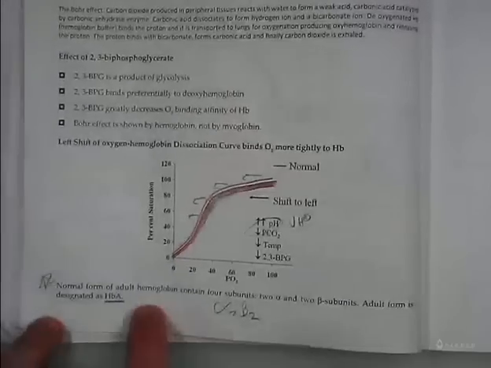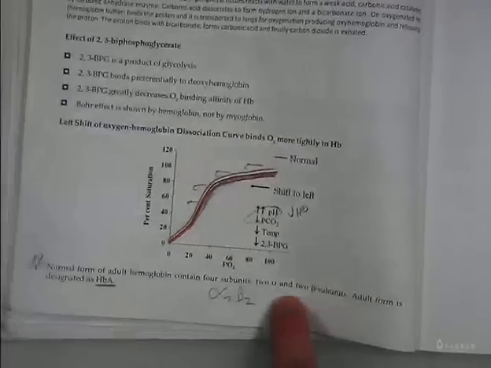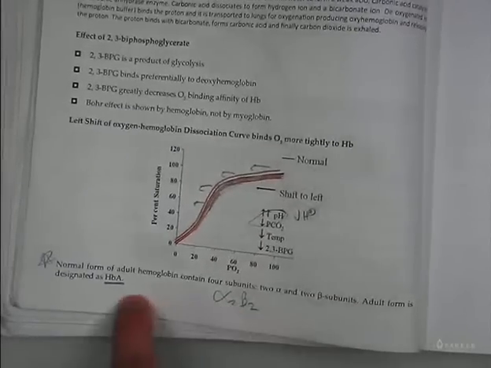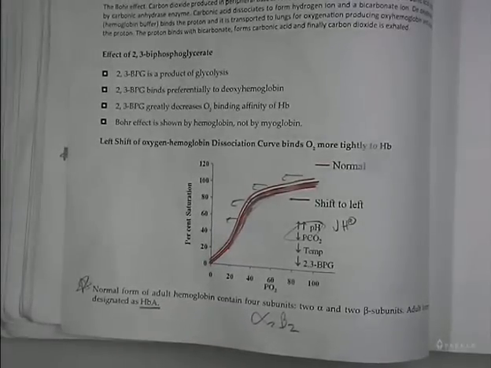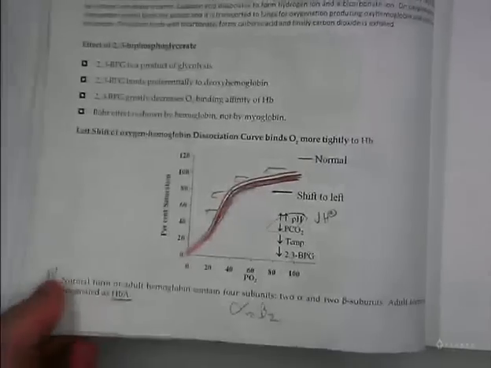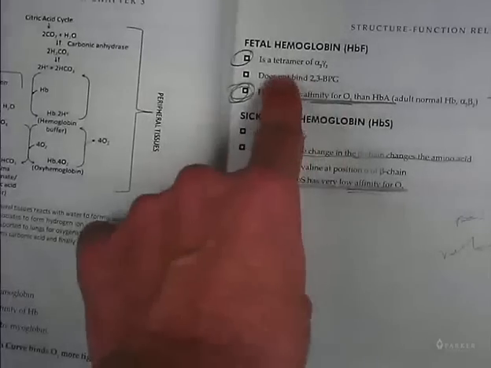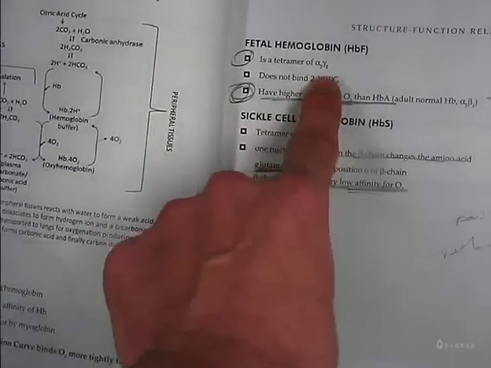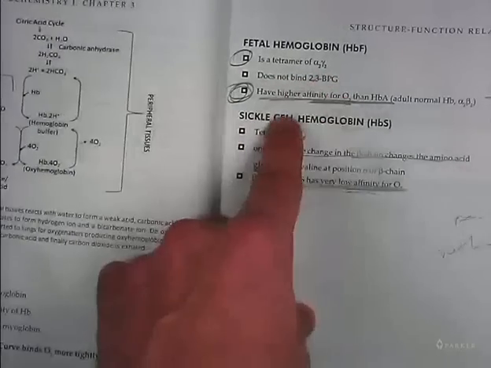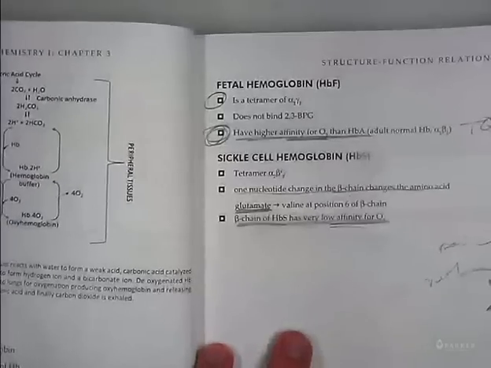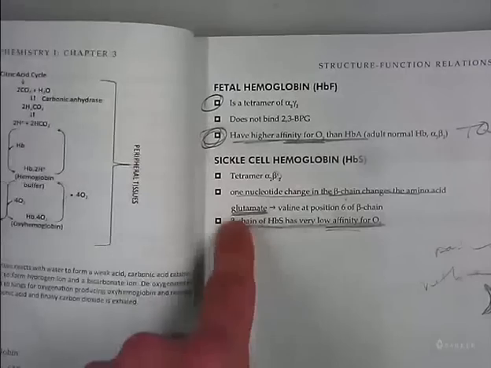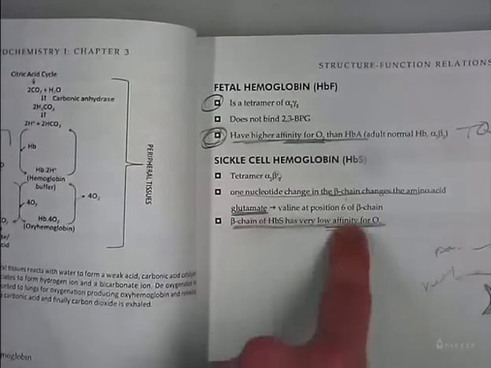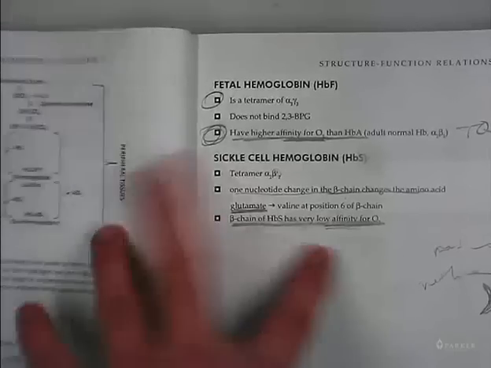Cool. Normal form of adult hemoglobin is 2 alpha and 2 beta subunits, and that's HbA. We just went over this in clinical nutrition last week, so it shows up later. Fetal hemoglobin is alpha 2 gamma 2. So it keeps the alpha, switches the beta for gamma, and has a higher affinity for oxygen. Sickle cell is alpha 2, beta sickle 2. It's the change of glutamate to valine there, and it causes a low affinity for oxygen.